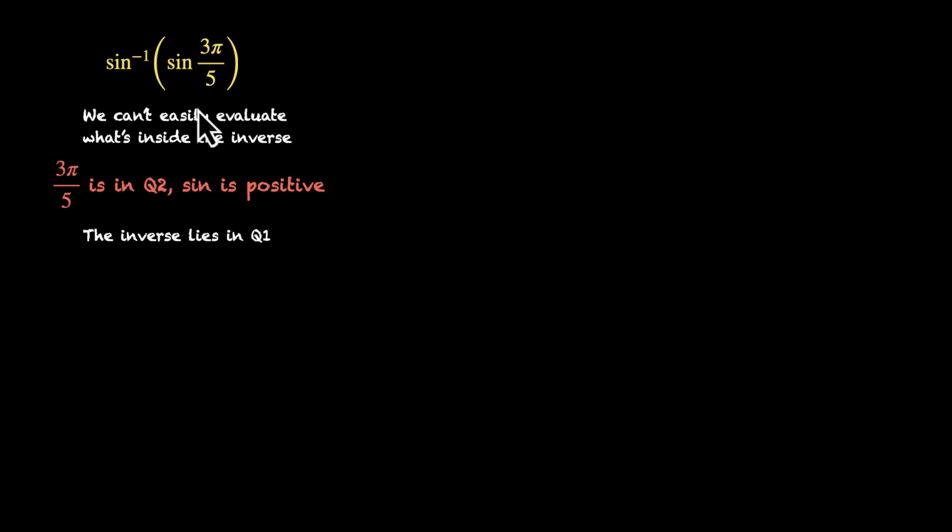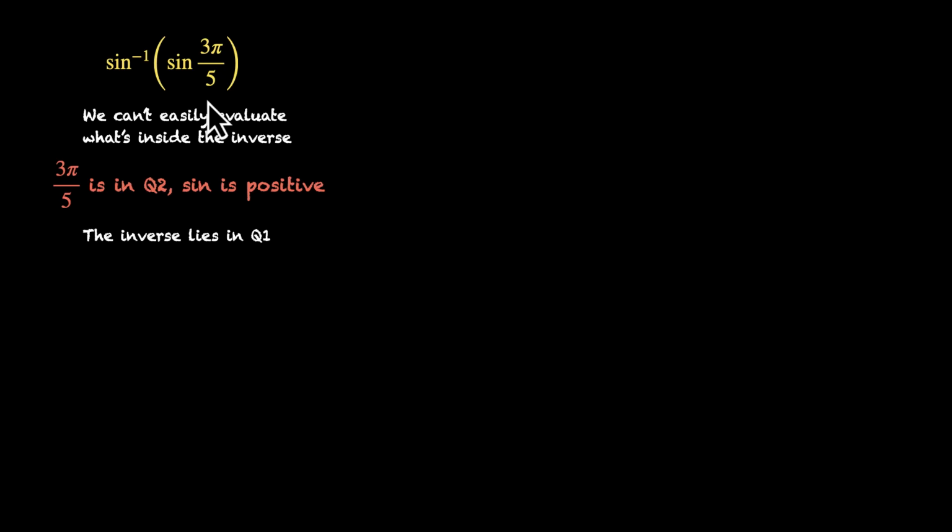We can convert this angle 3 pi by 5 into some other angle that's actually in quadrant 1. And then we will be able to cancel sine inverse and sine. So let's apply trigo to convert sine 3 pi by 5 into sine of some other angle which is in the first quadrant. Pause the video, try this on your own.